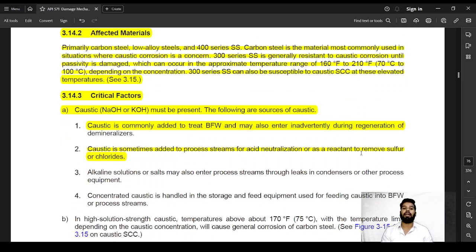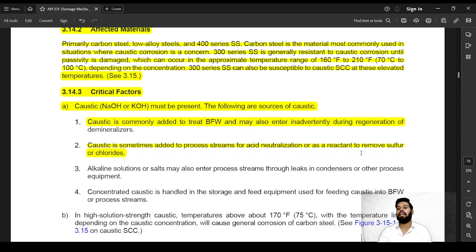Affected materials: primarily carbon steel, low alloy steel, and 400 series stainless steel are susceptible. Carbon steel is the material most commonly used in situations where caustic corrosion is of concern. 300 series SS is generally resistant to caustic corrosion until passivity is damaged. So if your 300 series is damaged, then this can happen, but if you have good condition 300 series SS, then this is generally not prevalent, which can occur at temperature ranges of 70 degrees Celsius to 100 degrees Celsius, or 160 degrees Fahrenheit to 210 degrees Fahrenheit, depending on the concentration of the caustic solution. 300 series SS can also be susceptible to caustic stress corrosion cracking at elevated temperatures.